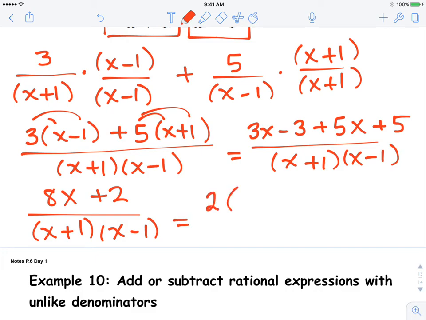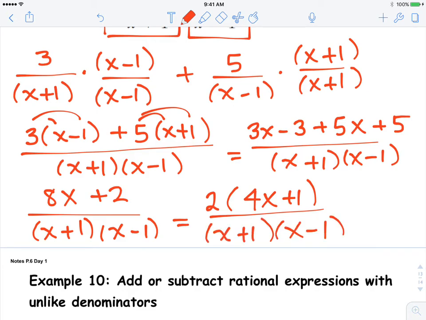Now I'm going to factor it, see if that helps. So I'm going to take out a 2. I'm left with 4x plus 1. It doesn't help me to factor that, so I can just go ahead and leave it alone. My domain restriction is x can't be 1 or negative 1.